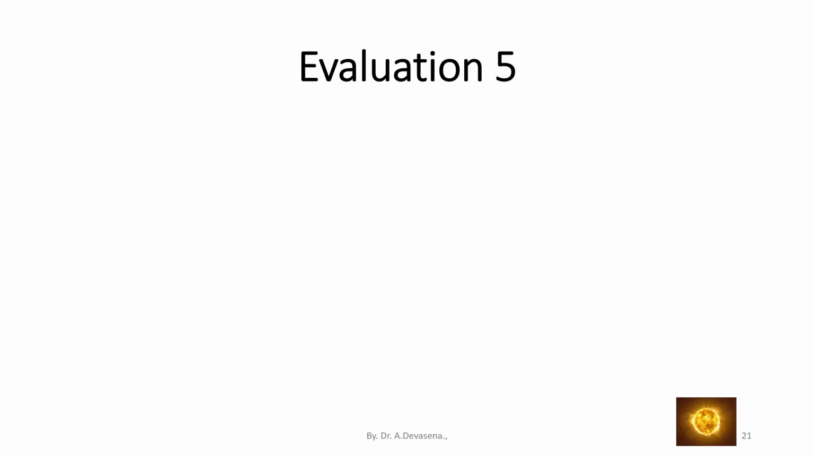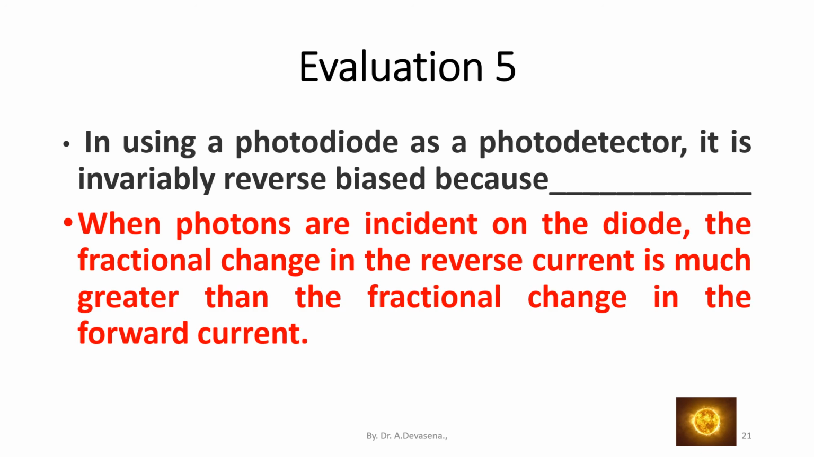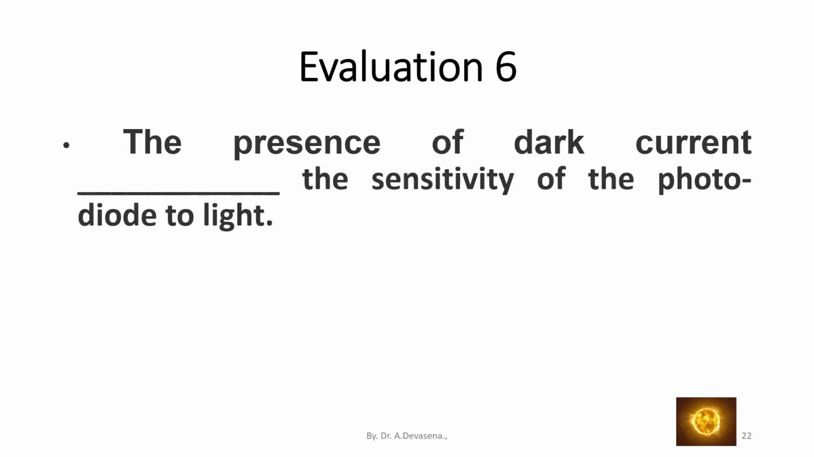Question number 5. In using a photodiode as a photodetector, it is invariably reverse biased because dash. The answer is when photons are incident on the diode, the fractional change in the reverse current is much greater than the fractional change in the forward current. Question number 6. The presence of dark current dash the sensitivity of the photodiode to light. Answer is decreases.